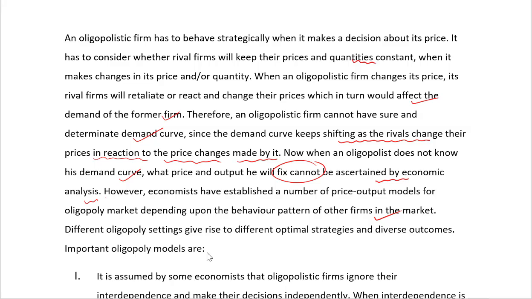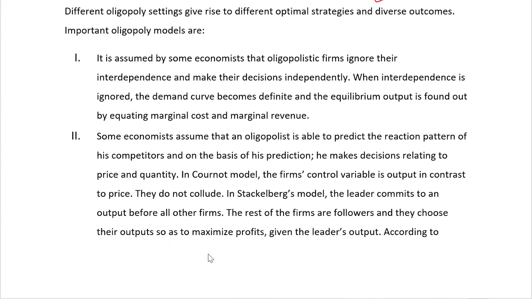The first approach: some economists assume that oligopolistic firms ignore their interdependence and make their decisions independently. When interdependence is ignored, the demand curve becomes definite and the equilibrium output is found by equating marginal cost and marginal revenue. Second, some economists assume that an oligopolist is able to predict the reaction pattern of his competitors, and on the basis of the prediction, he makes decisions relating to price as well as quantity.